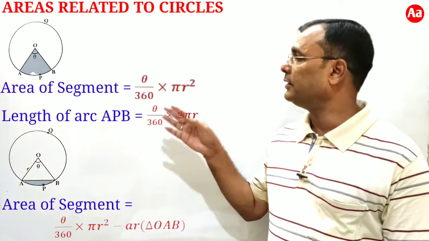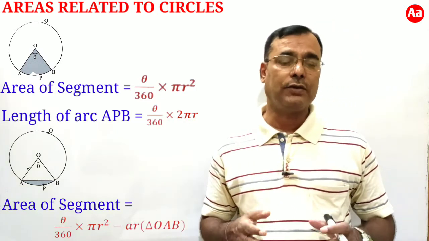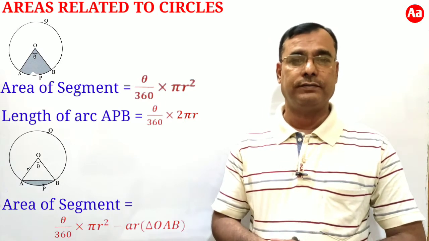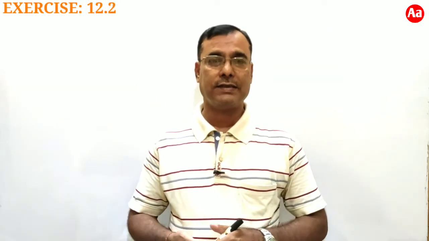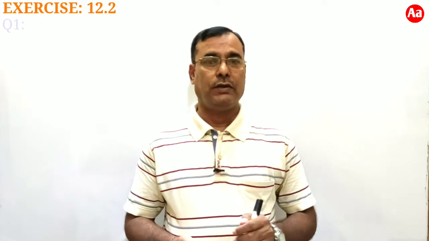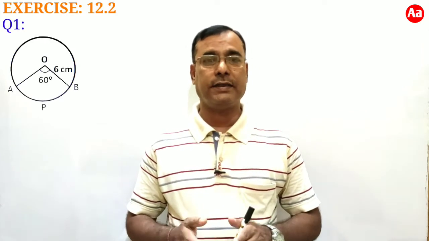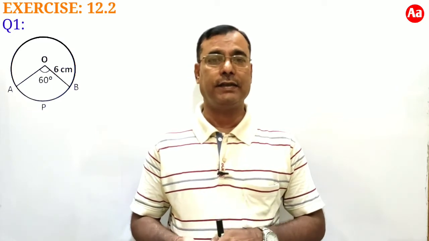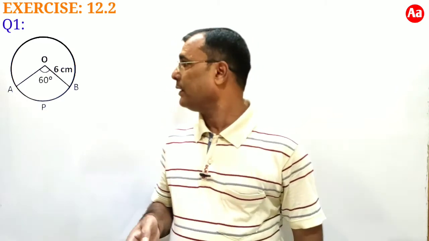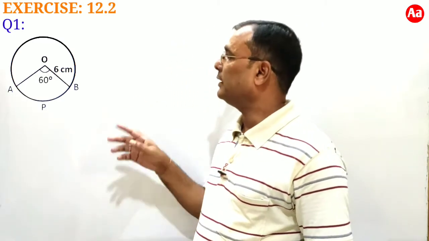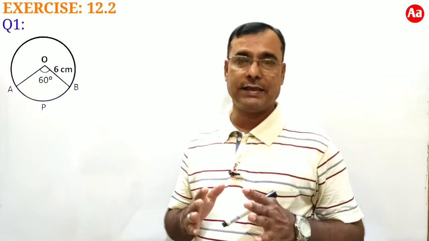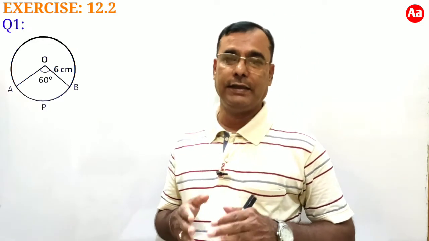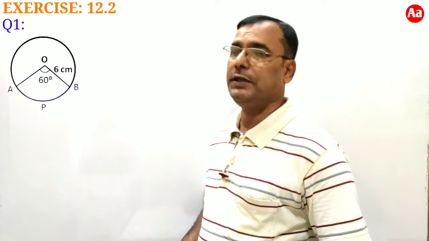So these are some concepts, ideas and formulas which we are going to apply in solving questions of exercise 12.2. So let's start exercise 12.2. Question number 1 is: find the area of a sector of a circle with radius 6 cm if the angle of the sector is 60 degrees. In this figure, O is center of the circle and OAPB is the sector of this circle of radius 6 cm, and we have to find area of this sector OAPB.